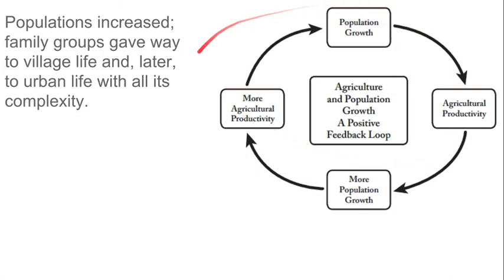So here we see kind of the cycle that keeps occurring, right? We see that there's more agricultural productivity, more food, which means more people, which means you've got to produce even more. And the more you produce, the more the population grows, and so on, and so on, and so on, right?